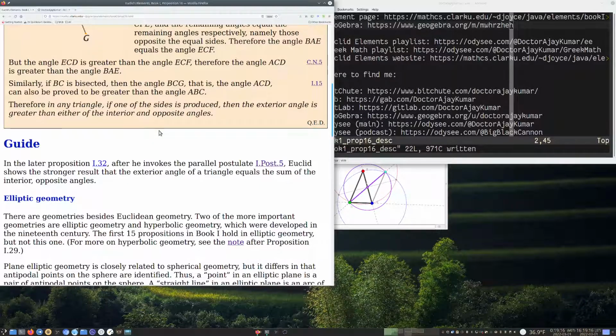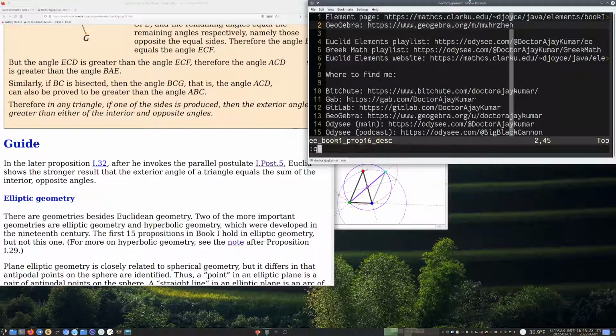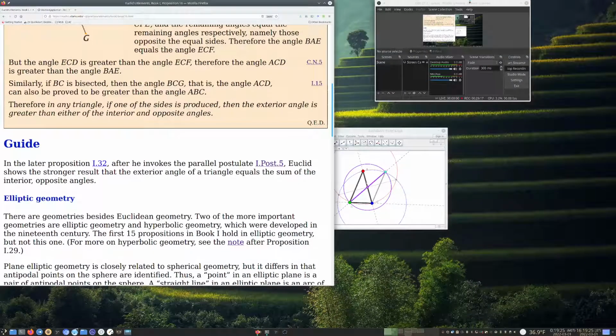Elliptic geometry. Let me get my coffee. Let me close this. How long have I been going? 29 minutes. Okay.